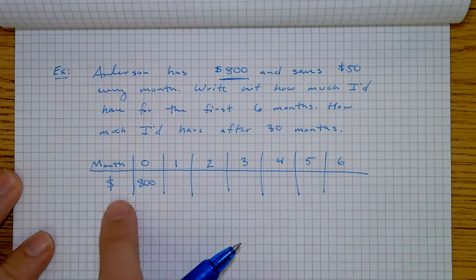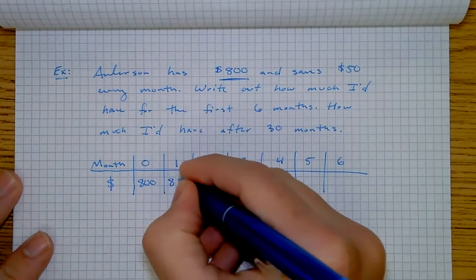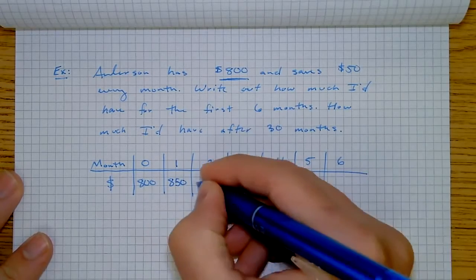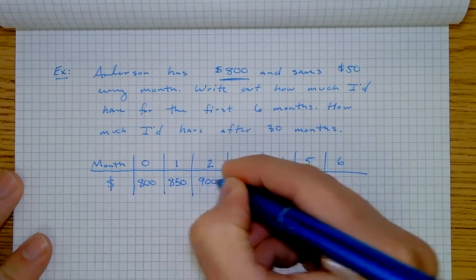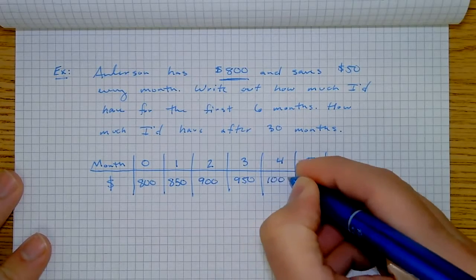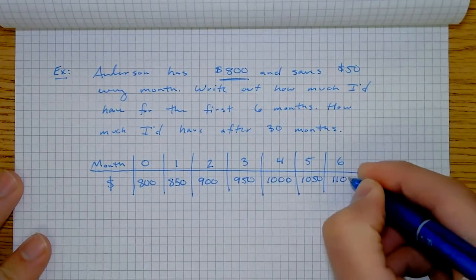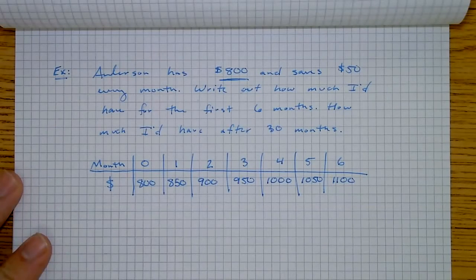Okay. So now after the first month, I've saved $50. So now I have $850. Next month I have $900, $950, $1,000, $1,050, and then $1,100.